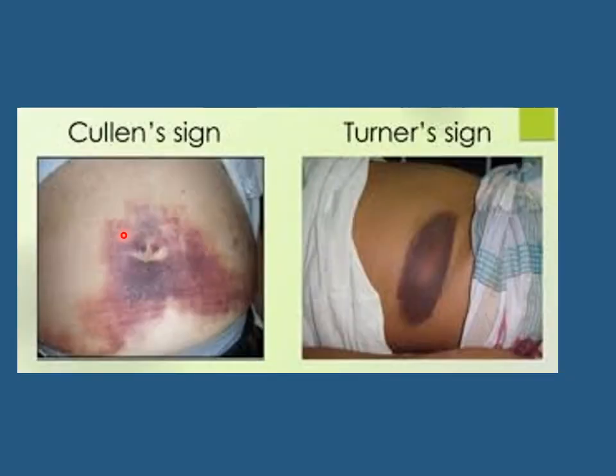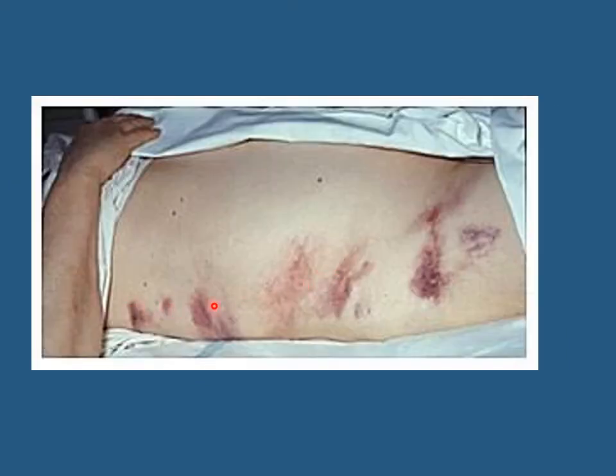Okay. This is Cullen sign around the umbilicus, ecchymosis. Grey Turner sign around the lateral abdominal wall, ecchymosis. Ecchymosis of the lateral and posterior abdominal walls extending to the upper part of the thigh.